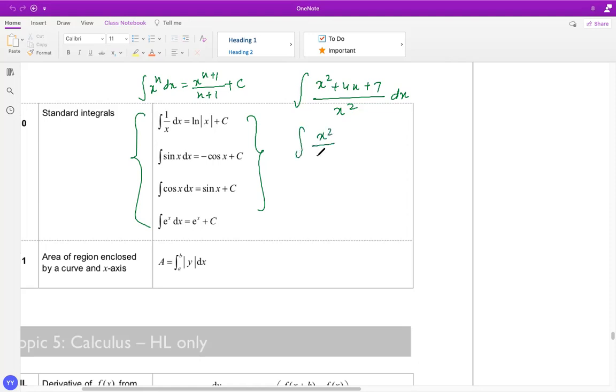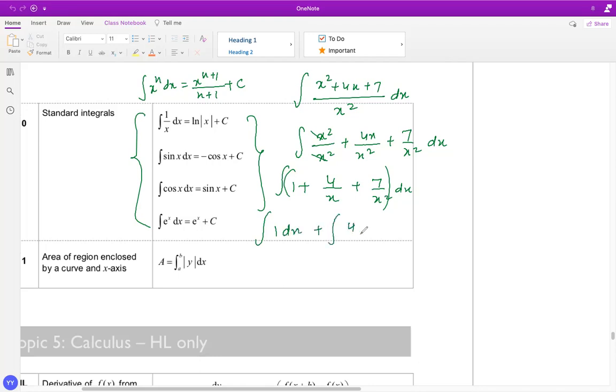So I can just do x squared over x squared plus 4x over x squared plus 7 over x squared dx. Now x squared and x squared get cancelled, so you get 1 plus 4 over x plus 7 over x squared dx. Now, what you can do is you can isolate these integrals. You can take this as 1 times dx plus integration 4 over x dx plus integration 7 over x squared dx. Now, when you integrate 1, actually it is x to the power 0.